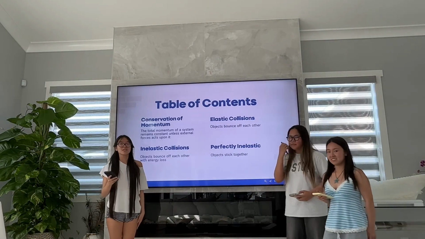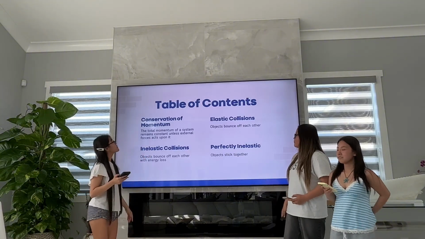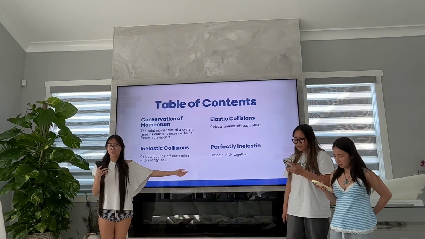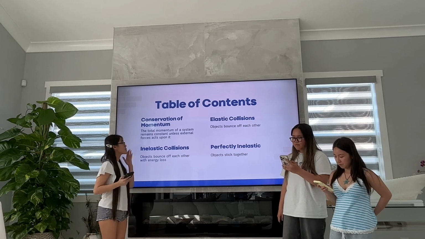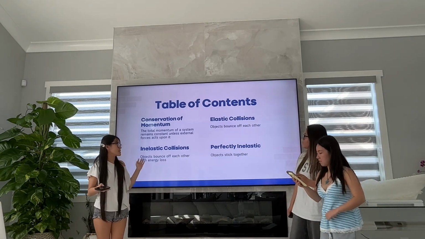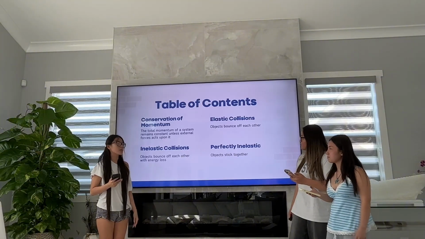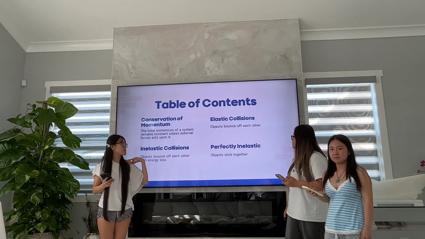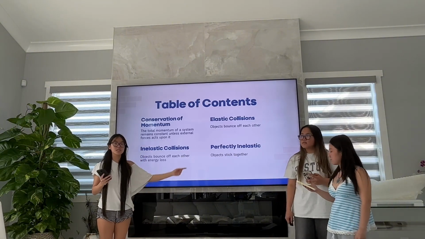Okay, so this is what we're going to go over today. We're going to define what momentum is and the core conservation law, and we're going to be exploring the three types of collision. We're going to start off with elastic collision, where objects bounce off each other. Then we're going to go into inelastic collision, where objects bounce off each other, resulting in energy loss. And then we're going to go into perfectly inelastic collisions, where objects stick together.